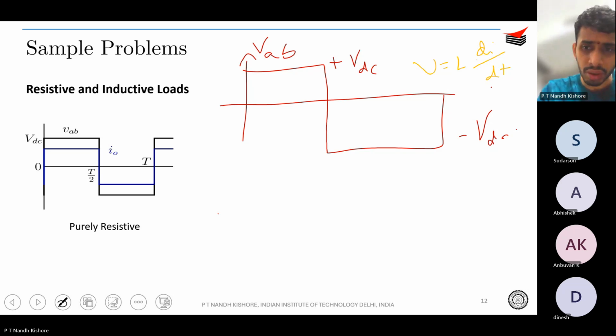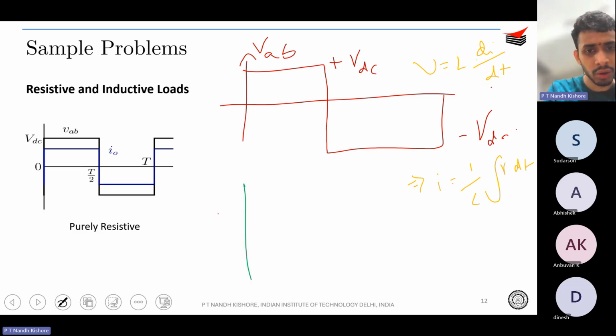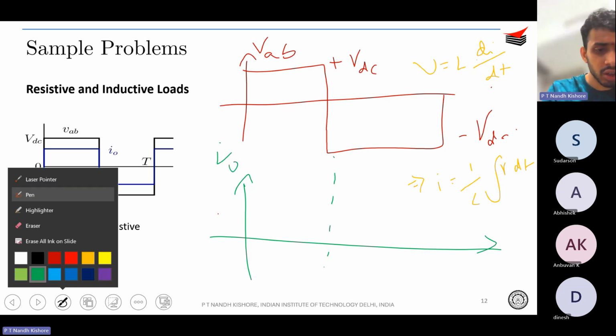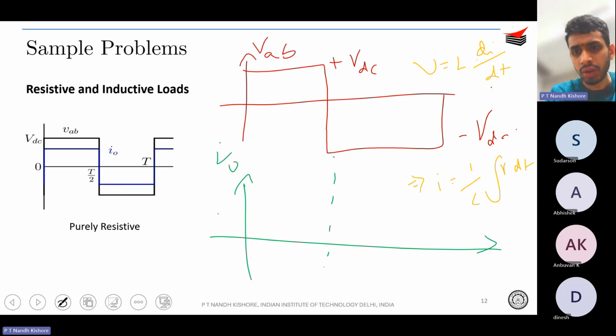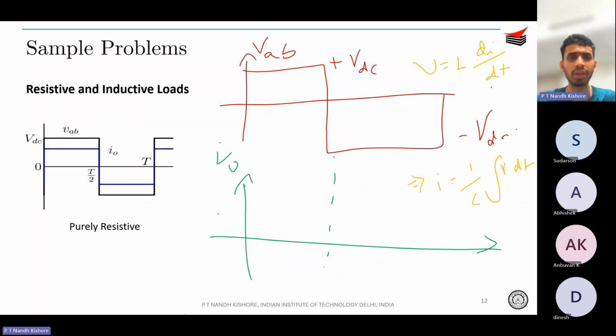So what will be I? I is basically 1 by L integral V dt. So how will the current waveform look like? The current will basically be an integration of the square wave. If you integrate the square wave, you will get your current I naught. So how would it look like? Integration of a square wave, or you can do it piecewise also from 0 to T by 2. Just hang on for a second. I will just connect my laptop charger.